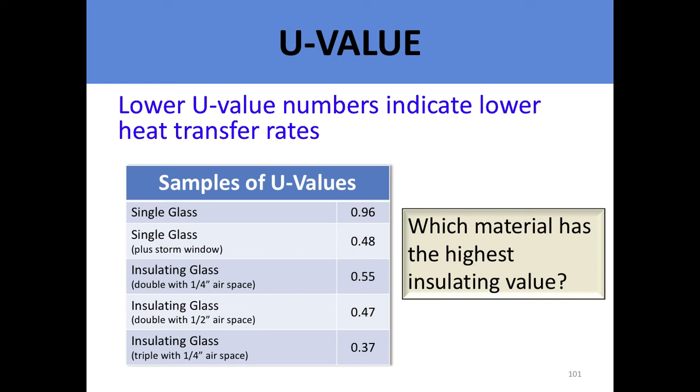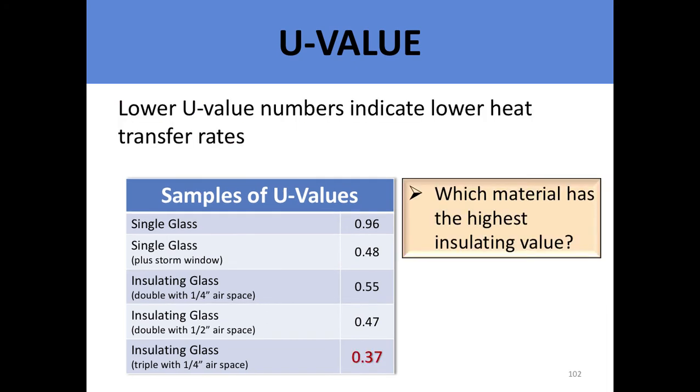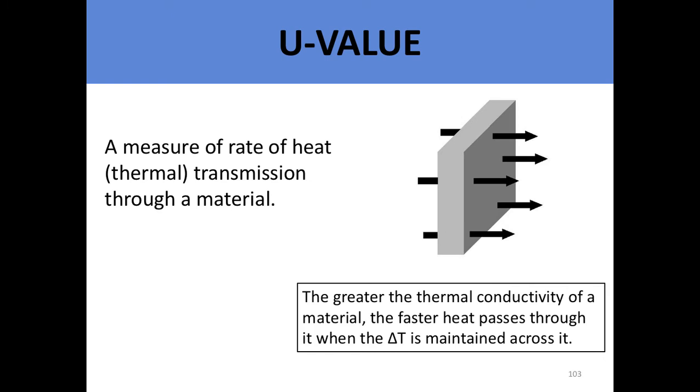Okay, lower U values indicate lower heat transfers. So if you take a look at this table and you want to find out which one has the highest insulating value, you want to find the lowest U value, which would be the insulating glass triple with a 1/4 inch airspace, because it has the 0.37, which is actually the lowest U value. But that means it's the highest insulating value. Lower U values indicate lower heat loss. So as I said, the 0.37 is your lowest one. Okay, a measure of heat transfer, thermal transmission. The greater the thermal conductivity of a material, the faster heat passes through it.